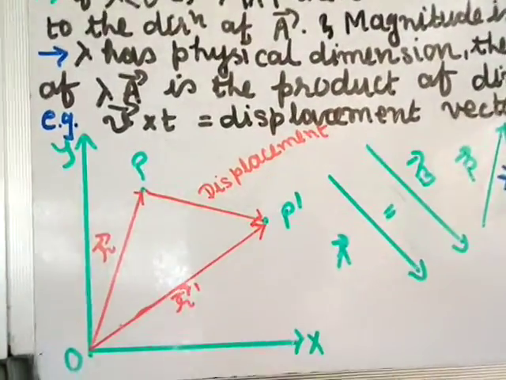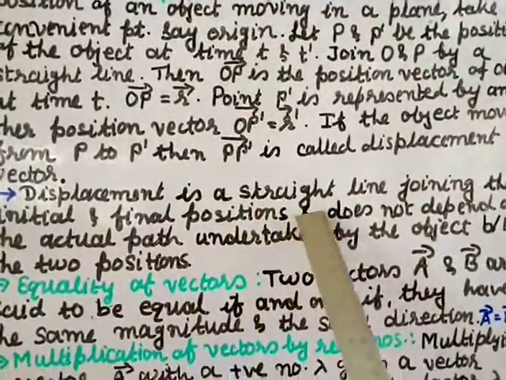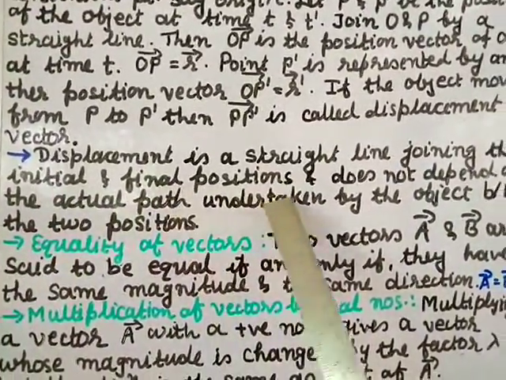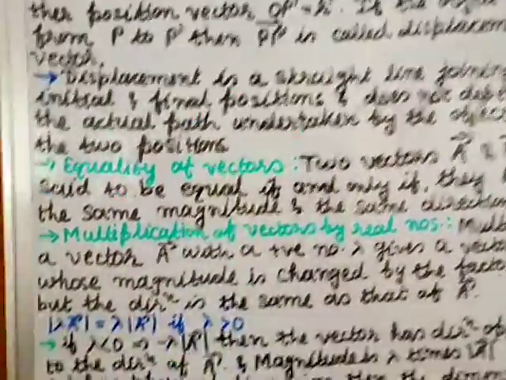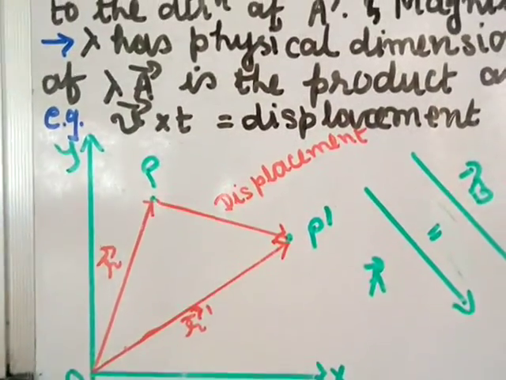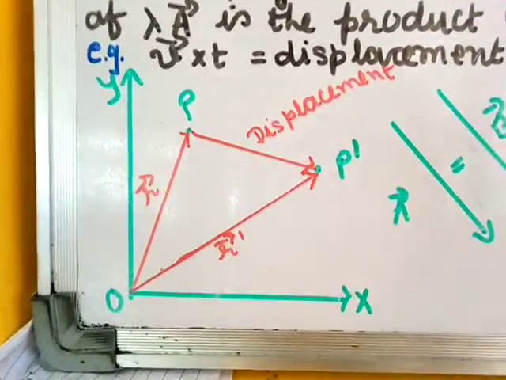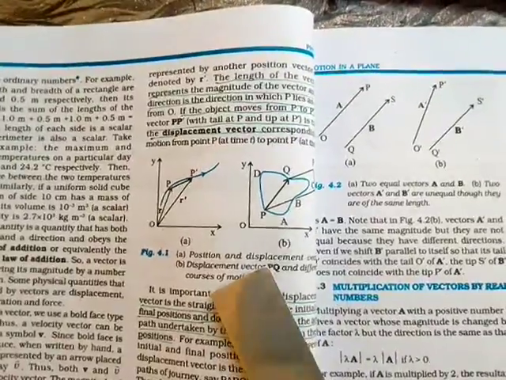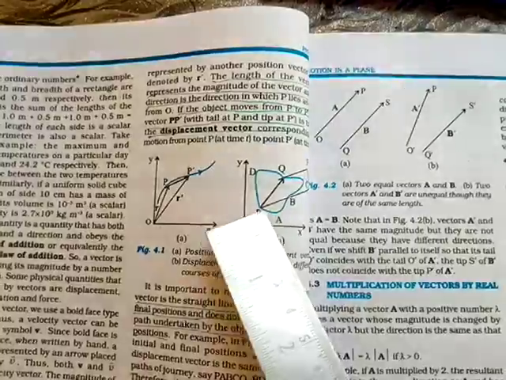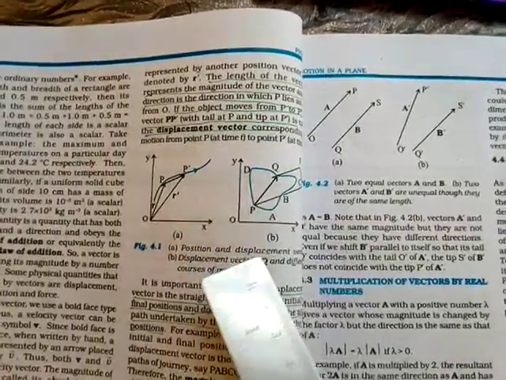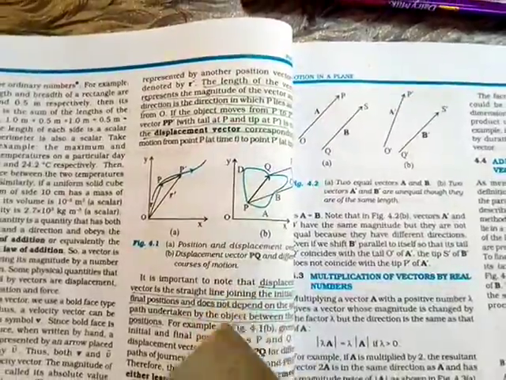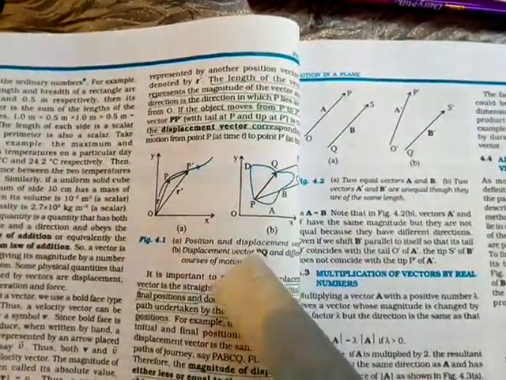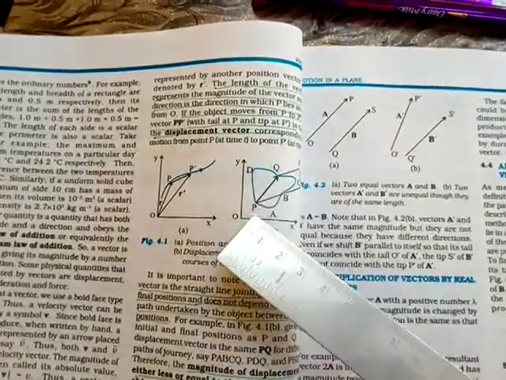Displacement is the straight line joining the initial and final position and does not depend on the actual path undertaken by the object between the two positions. So this straight line is displacement. It does not matter how you are reaching from P to P dash. You can see in this figure from P to Q, you can take so many paths. One path is from P, D, Q. Another path is from P, A, B and Q. Another is from P to B to C, F and Q. There are this many paths, but the displacement does not take these paths. We have to consider only the straight line joining the final position and the initial position.